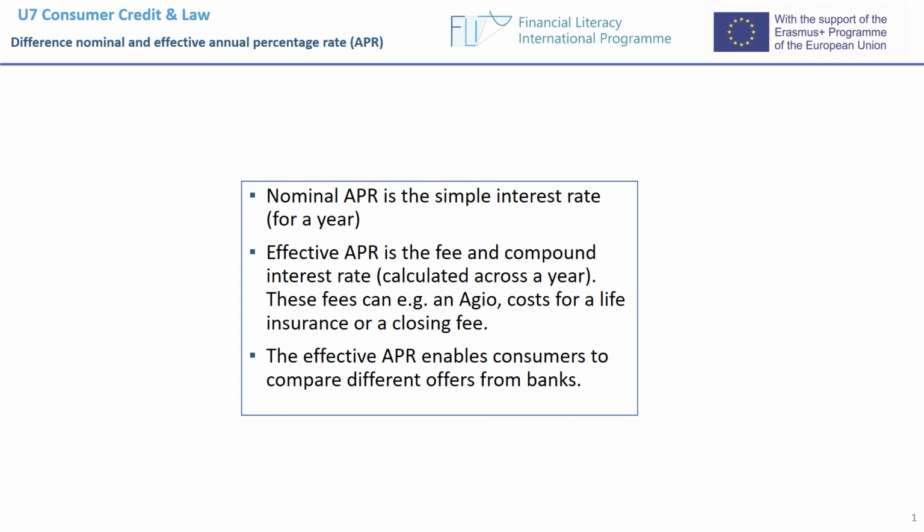A nominal APR is a simple interest rate for a year. Effective APR is the fee and compound interest rate calculated across a year. These fees can be, for example, an agio, costs for life insurance, or a closing fee. The effective APR enables consumers to compare different offers from banks.